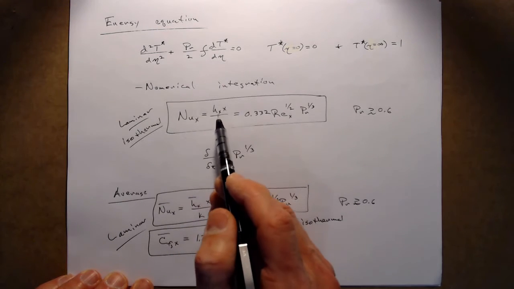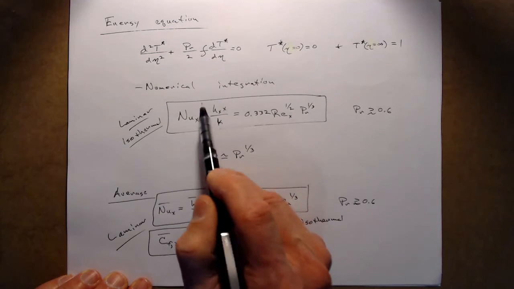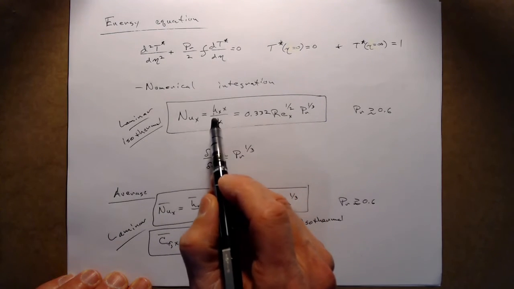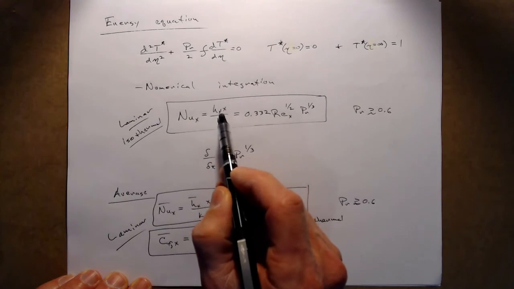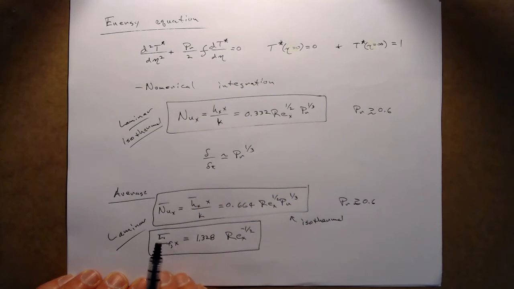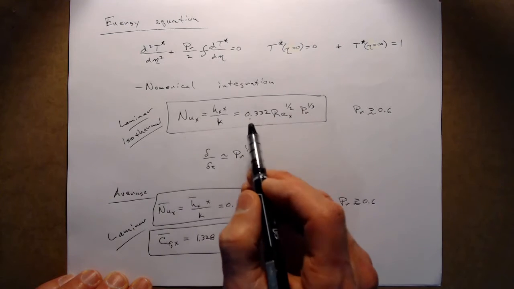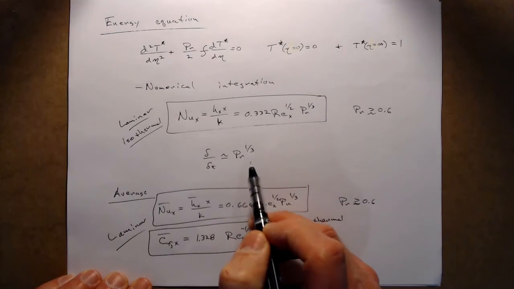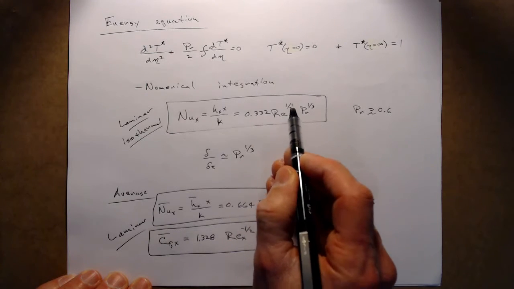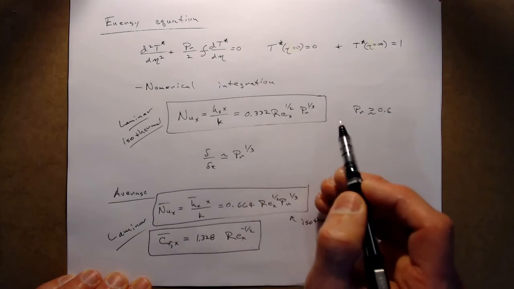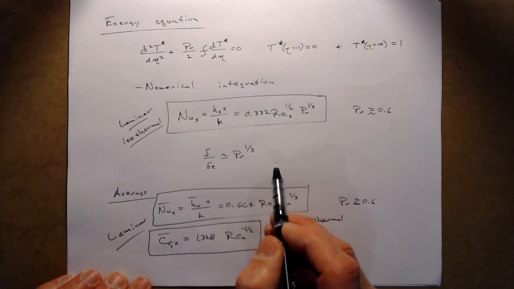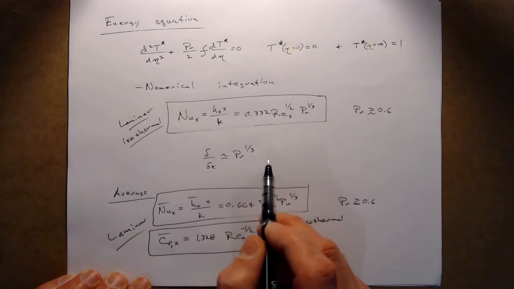And again, we remind ourselves the Nusselt number is the heat transfer coefficient times x over k, or more generally the heat transfer coefficient times the relevant length scale. In this case, our relevant length scale is how far we are from the leading edge divided by k, and that's 0.332 times the Reynolds number to the 1/2 power, square root of Reynolds number, times the Prandtl number to the 1/3 power, cube root of the Prandtl number.